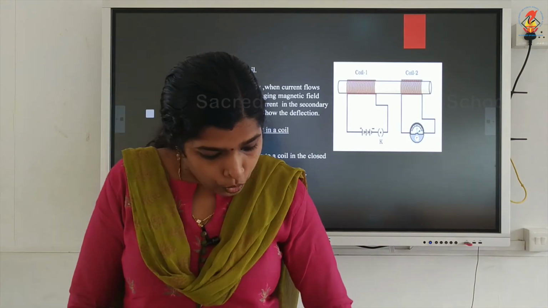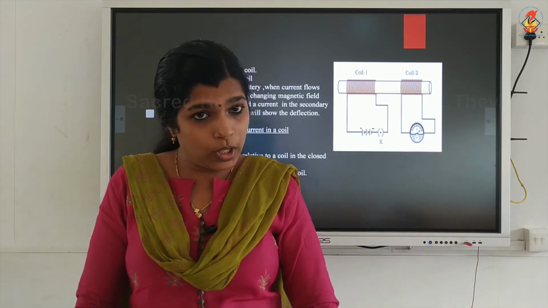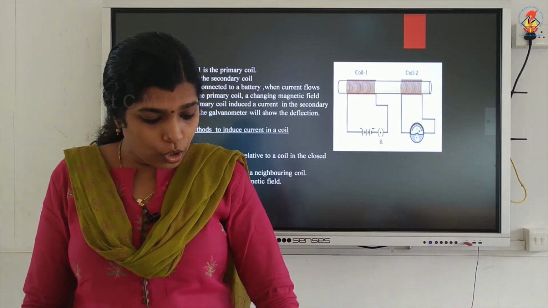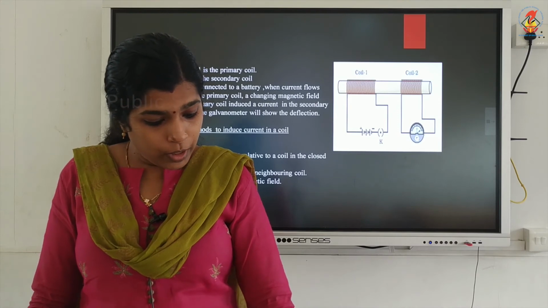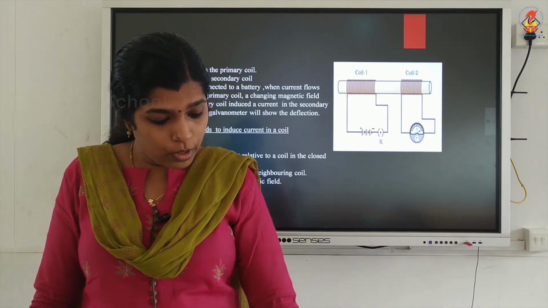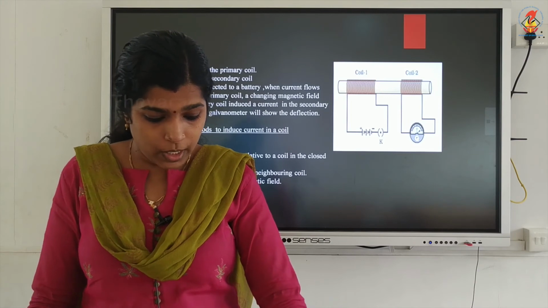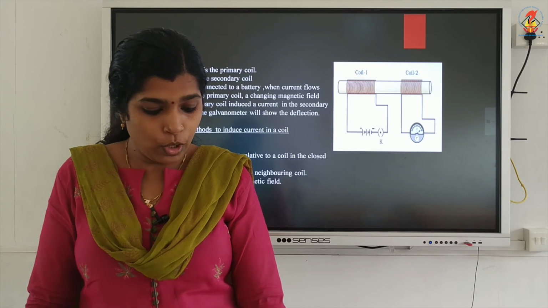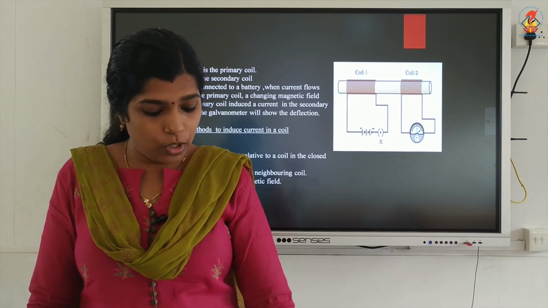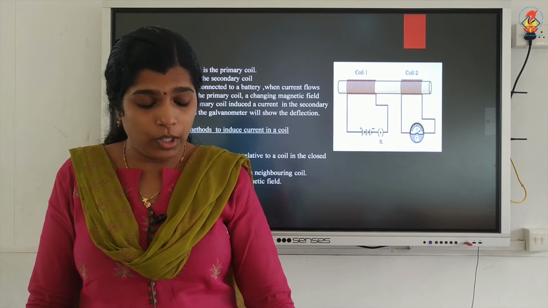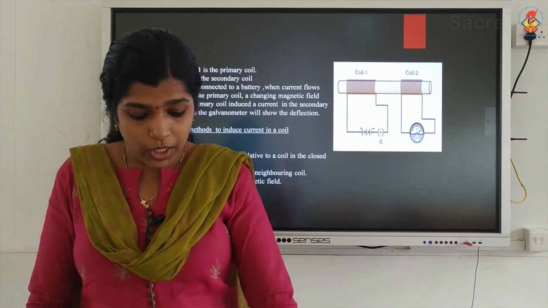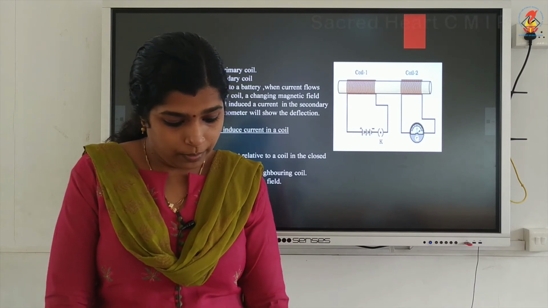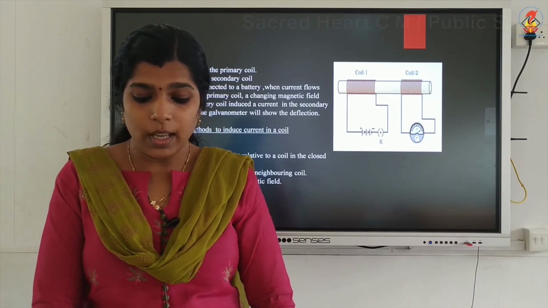Then, when the coil and the magnet are both stationary, there is no deflection in the galvanometer. So, the motion of the magnet with respect to the coil produces a potential difference which sets up an induced current in the circuit. When the magnet is moved with respect to the coil, that produces a potential difference, which induces a current in the secondary coil. That is known as electromagnetic induction.